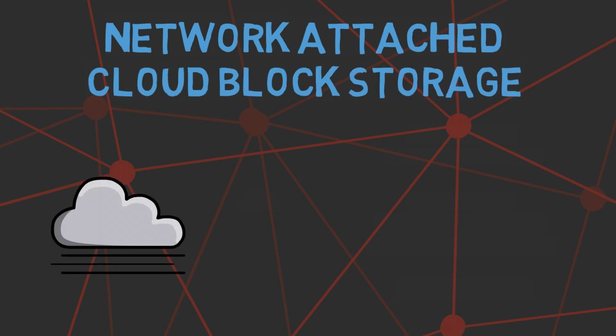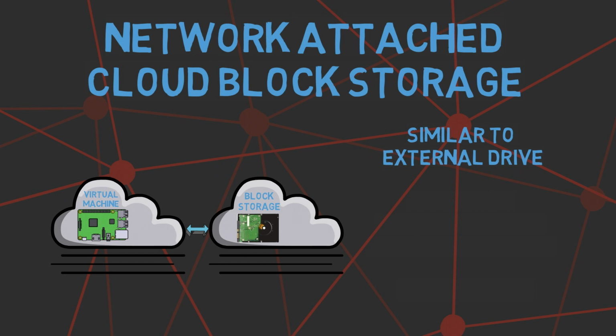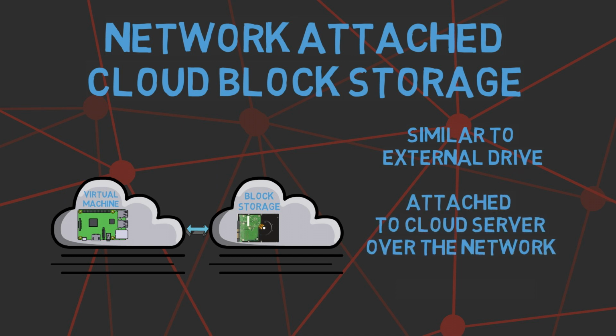The second one is network attached cloud block storage. This is similar to external hard drive in that the block storage is attached externally. In the cloud provider's data center, the cloud block storage is stored in a separate facility and connected to the servers with high-speed internet. Since the data has to be transferred from block storage to the virtual machine over the network, there is higher latency.